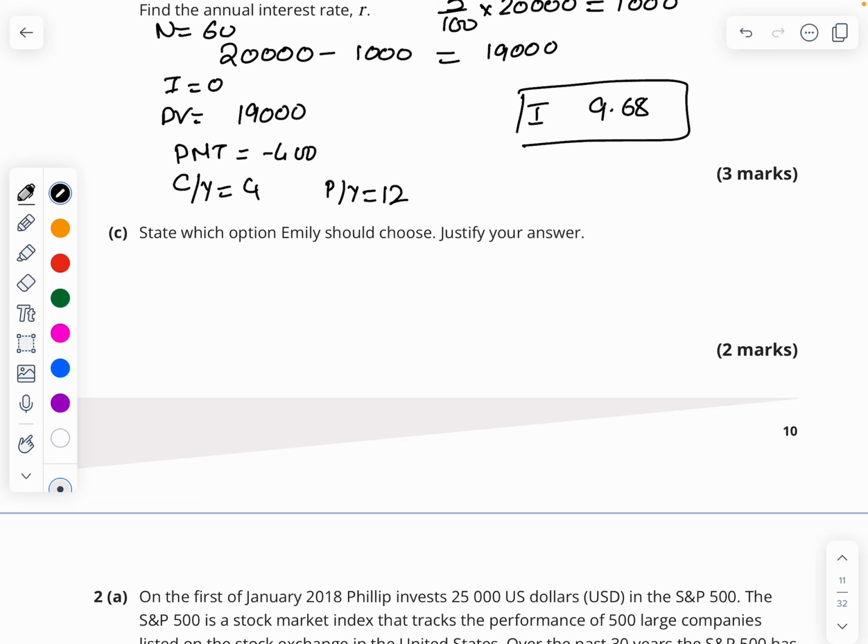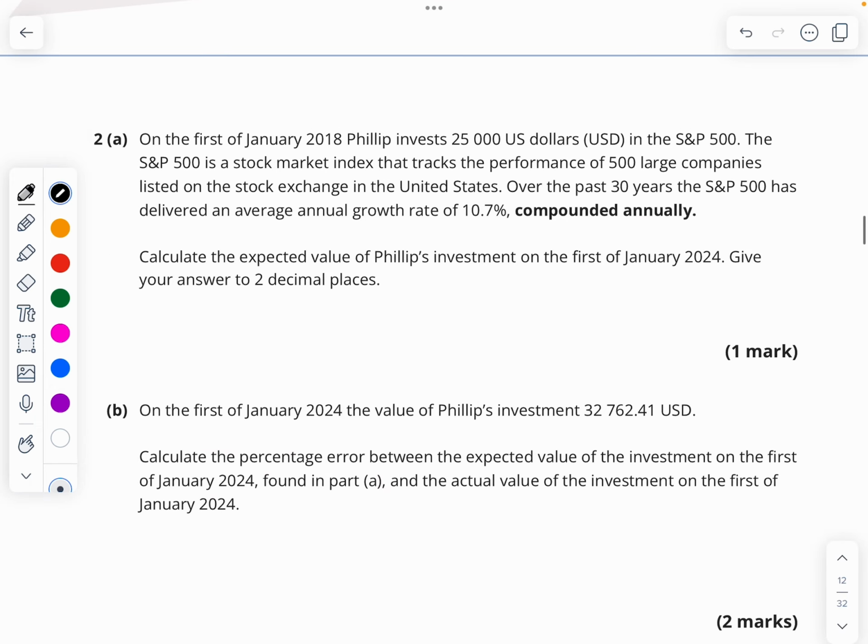State which option Emily should choose. Emily should choose option 2. Why should she choose option 2? Because of the lower interest rate. Because of the lower interest rate, she should choose option 2. Now coming to the second question. Question number 2.